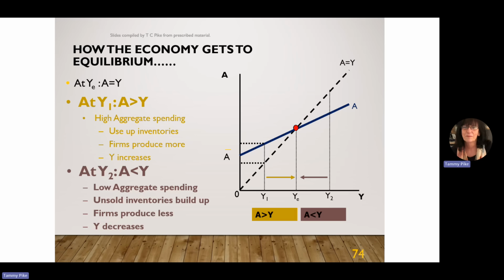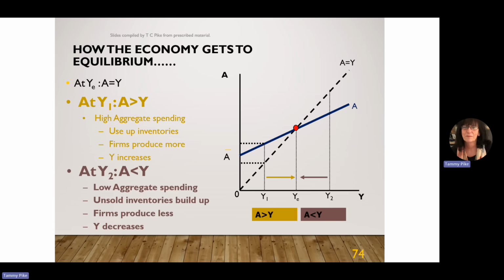Low aggregate spending. Spending is less than production now. Unsold inventories build up. So those stocks in your store, you're left with stock at the end of each month. You're not going to order more because you've still got stock, and you need to sell what you've actually got. So you order less, firms produce less, and Y decreases. And with all this increase and decrease, what eventually happens is we end up at equilibrium.